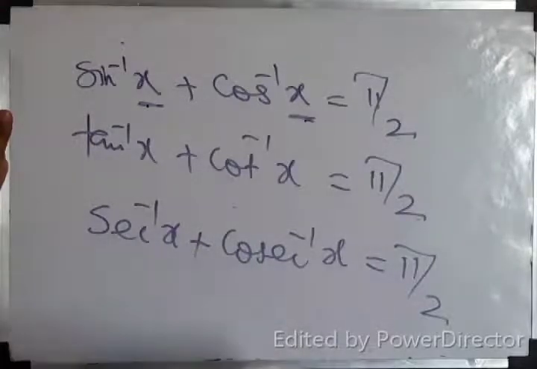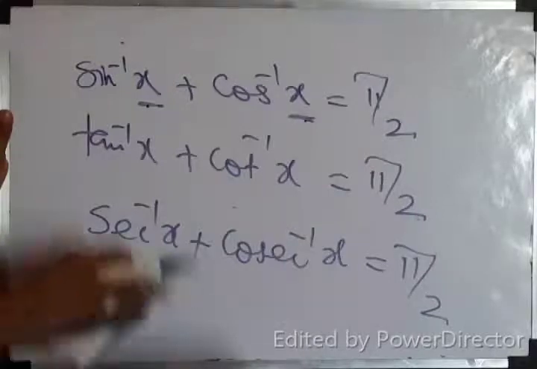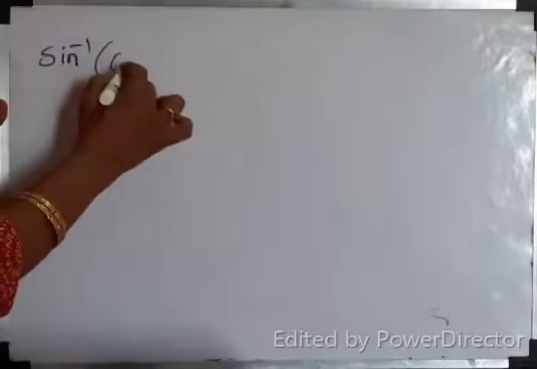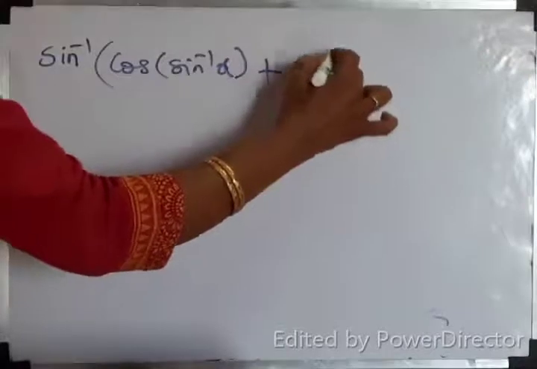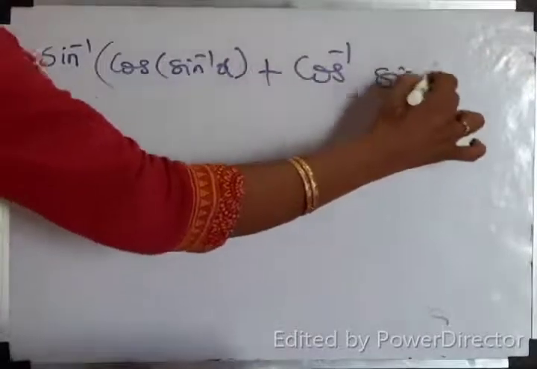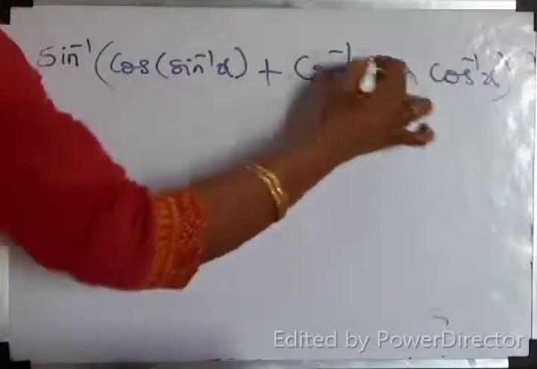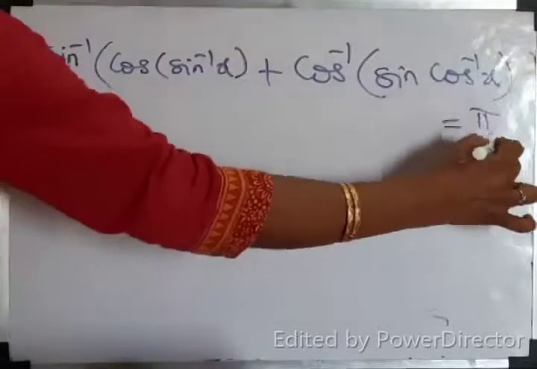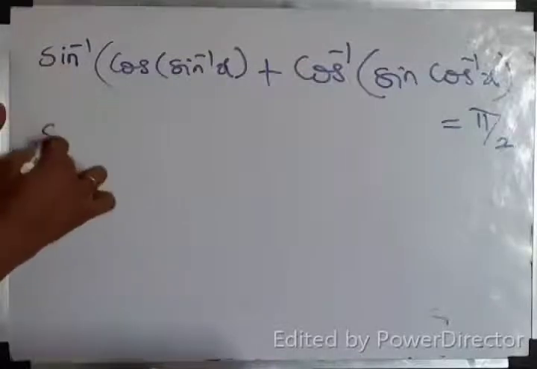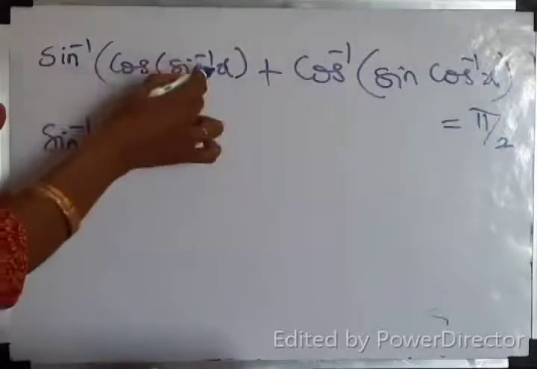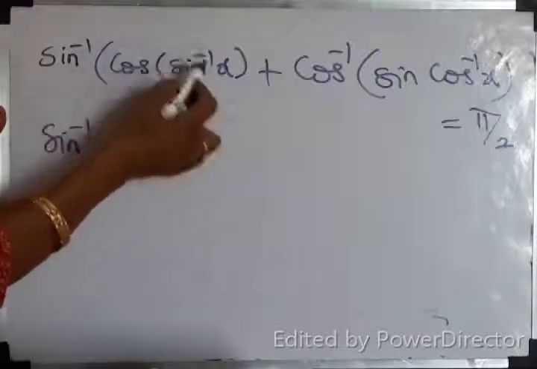Okay, then some formulas to be used. Before that, we'll do one sum. Then we will follow. Prove that. Write the question. Prove that sin inverse of cos of sin inverse x plus cos inverse of sin of cos inverse x equal to pi by 2. This is very simple. Very easy way you can do. Cos of sin inverse x, not possible. Cos inverse x is possible.